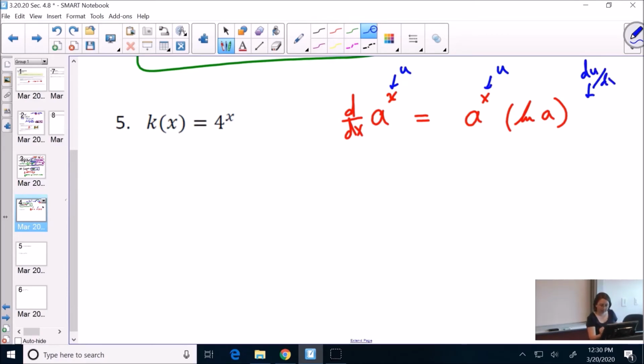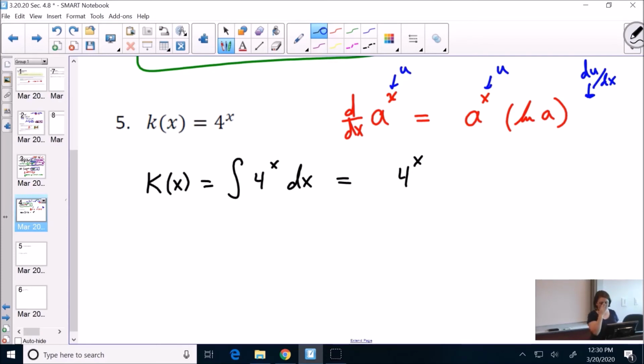If it had been u. In this case, it's just x. So that's the derivative. Now, how does the antiderivative work? So capital K of x, we're going to integrate, the antiderivative of 4 to the x dx. Well, let's start with the x. It looks like it could just be 4 to the x.